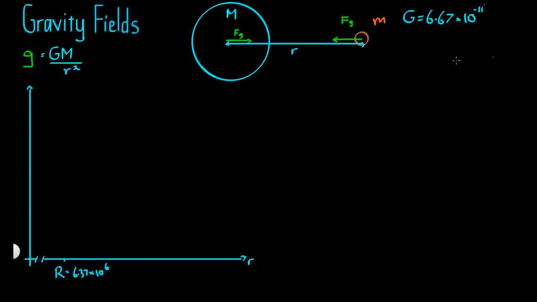The first thing I want you to notice is if we graph g on the vertical axis up here, g, and r on the horizontal axis, this looks a lot like what you'd see in maths, a graph of y equals k, a constant because these two things are constants, over x squared, which looks a bit like that there. So that is in fact the shape of the graph we're going to draw on the axis down below.